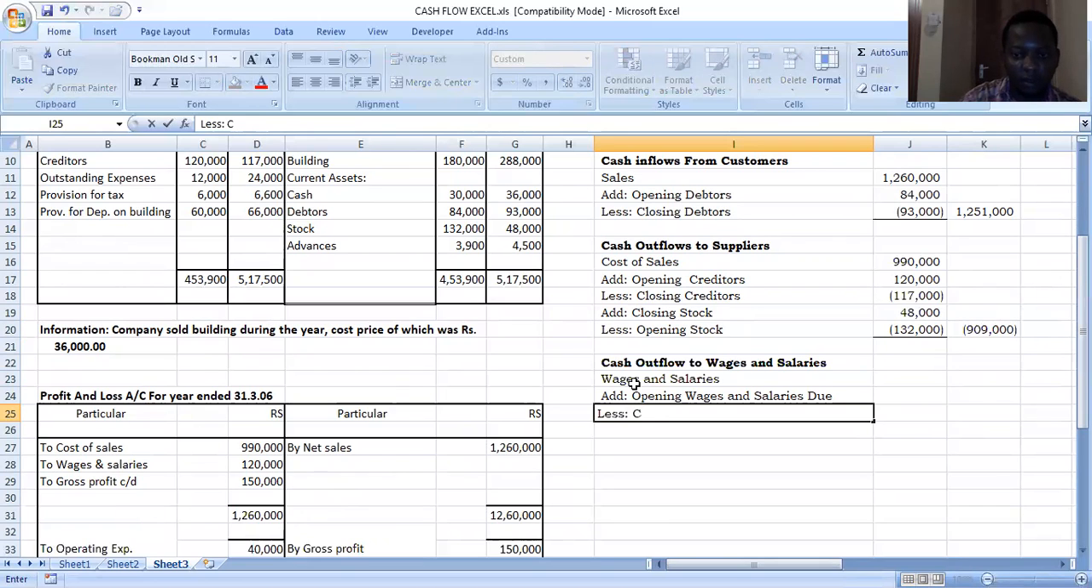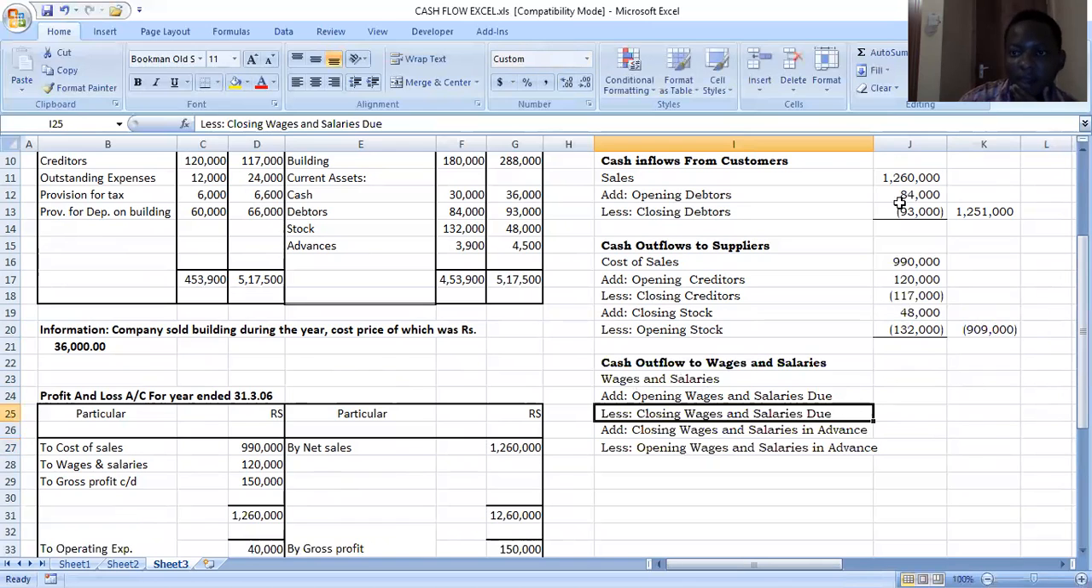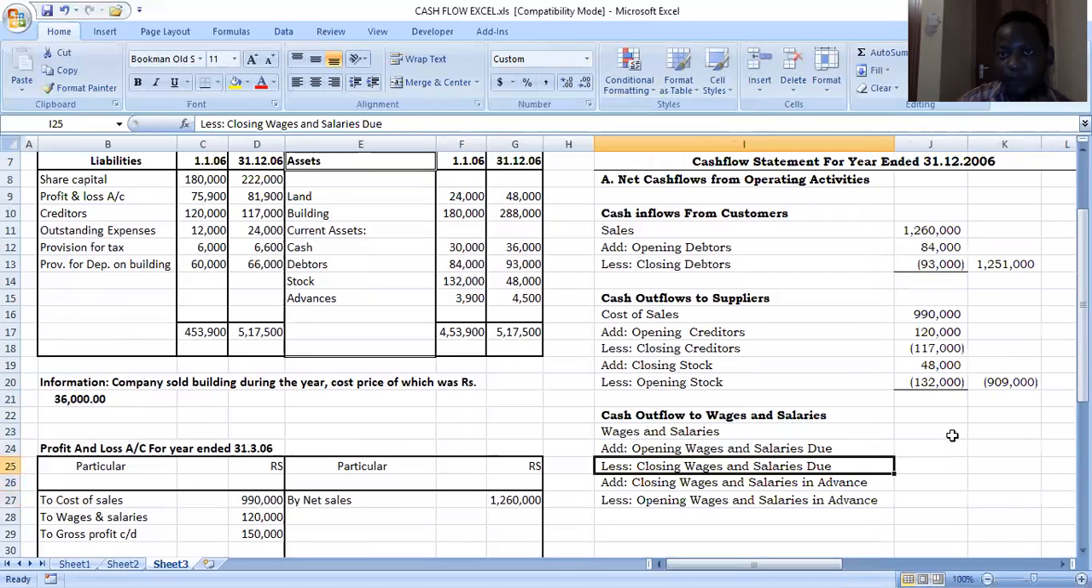Less closing wages and salaries due. And if we have wages in advance, we add closing wages and salaries prepaid or in advance. And then we less opening wages and salaries in advance.